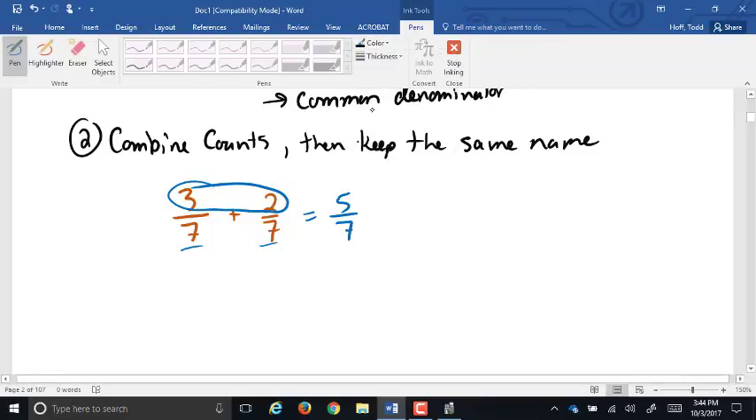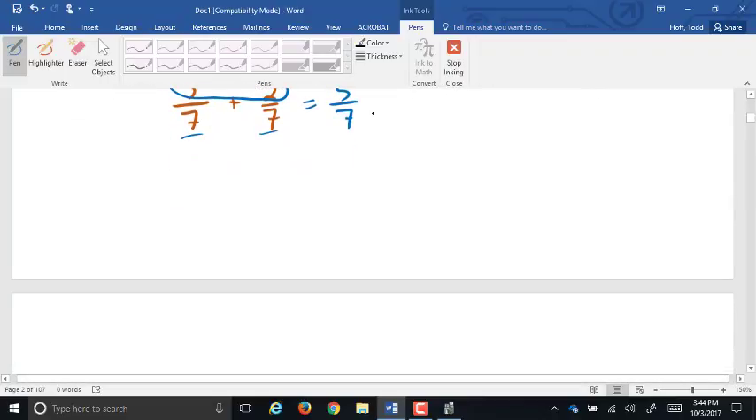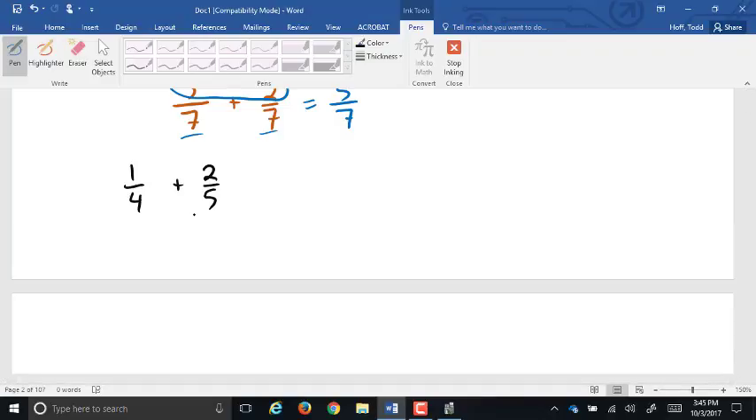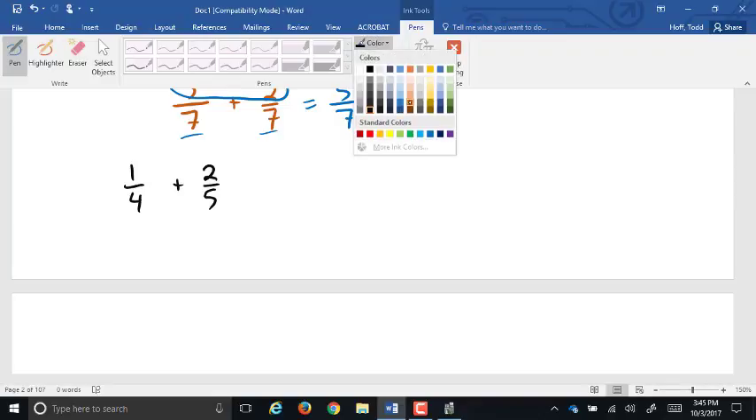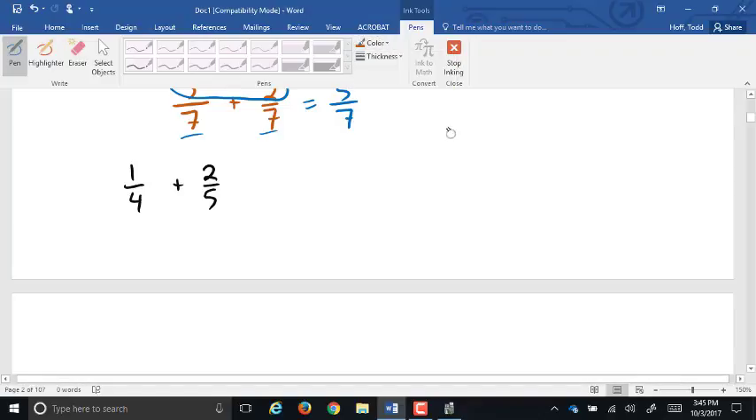Now, we don't get that lucky very often where they have that common denominator already. Most of the time, we're going to see problems like this. The 1/4 plus 2/5, where they have different names, so we cannot add them the way they appear. We are going to have to change their name to give them common denominators. To do that, the first step is to figure out what that common denominator is going to be. So let's figure out how are we going to find common denominators.